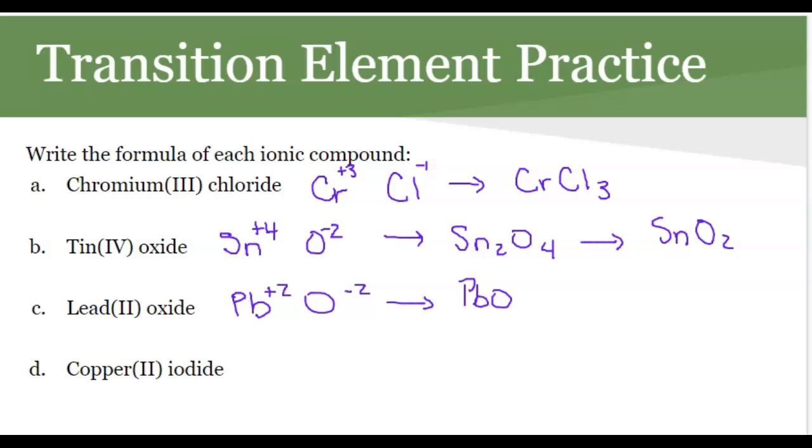And then finally, copper is Cu, and it has a +2 charge. Iodine has a -1 charge. If we cross multiply, I end up needing 2 iodines to balance out the copper. So I hope that it's now a little bit easier to figure out how to do this piece.